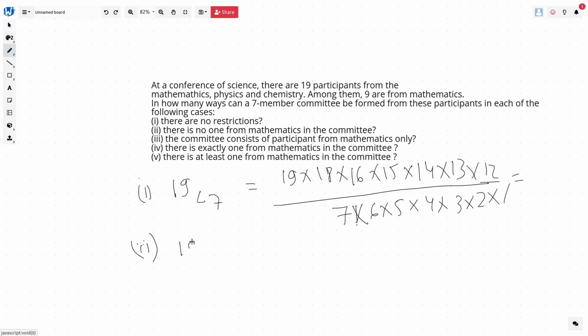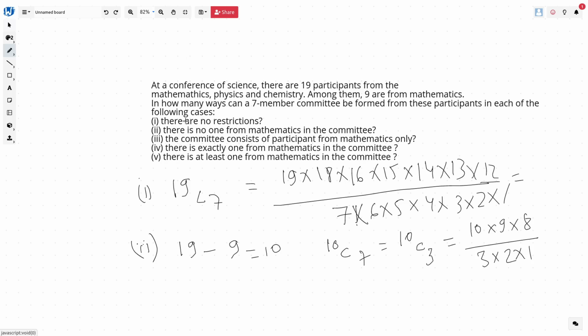So we have 19 participants and 9 are from mathematics, and there is a restriction that no one should be from mathematics. So we are left with only 10 participants, and we have to form a committee of 7. So that will be 10C7, which is equivalent to 10C3, as we have seen. So that will be 10 into 9 into 8 divided by 3 into 2 into 1, right?